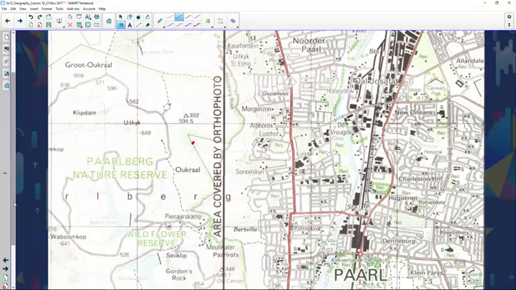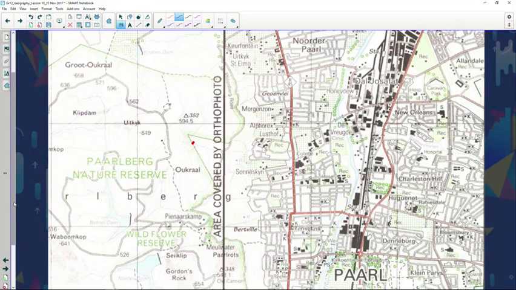When they ask you to calculate a distance from the orthophoto in kilometers, you use the formula of 0.1. If they ask to calculate the distance on the orthophoto in meters, you use 100. And on a topographical map, you're going to use the formulas of 0.5 for kilometers and 500 for meters.